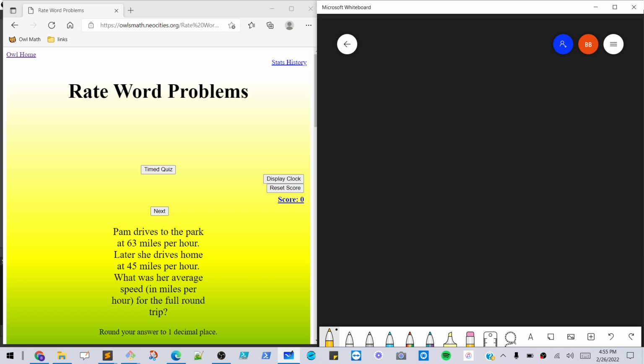So Pam drives to the park at 63 miles per hour. Later she drives home at 45 miles per hour. What was her average speed in miles per hour for the full round trip? Round answer to one decimal place.